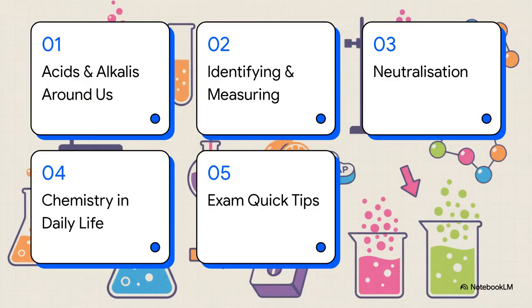First, we'll cover the basics of acids and alkalis all around us. Then, we'll put on our lab coats and see how to identify them and measure their strength. After that, we hit the main event, neutralisation. Then we'll see why all this matters in your daily life, and we'll wrap it all up with some super useful exam tips to help you score that A.